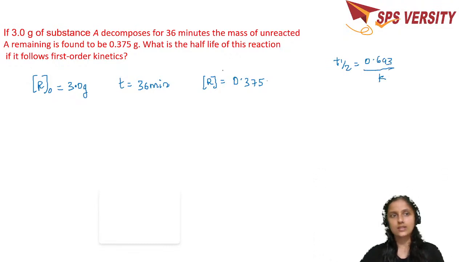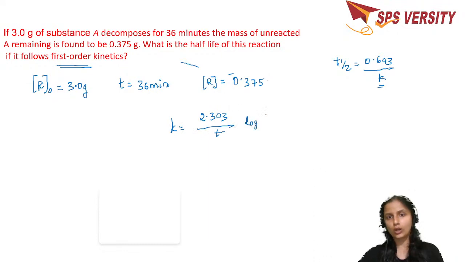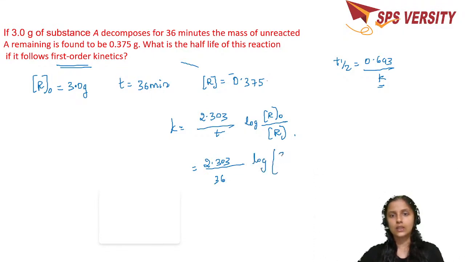To find out t half, since they have mentioned it is first order, t half is equal to 0.693 divided by k. If you need t half, you need k. How do you find out k? k is equal to 2.303 divided by time, log of initial concentration divided by the final concentration. That's 2.303, and if you want, you can convert the time into seconds, but I'll keep it in minutes. Log of 3 divided by 0.375.